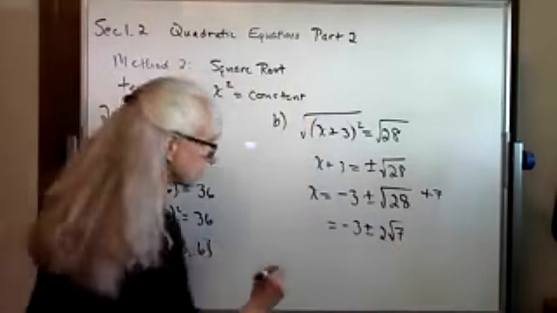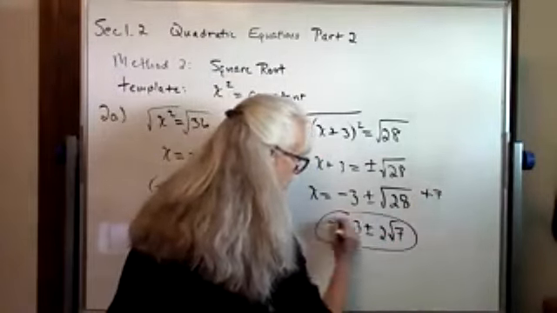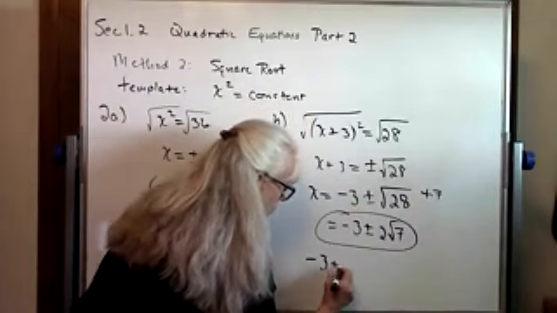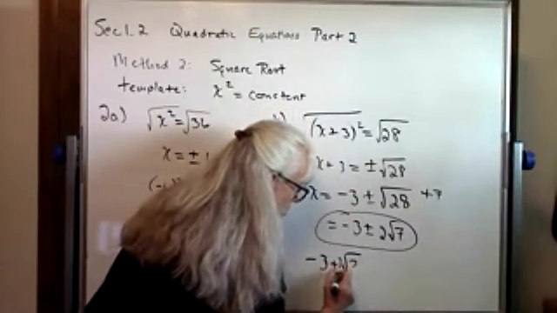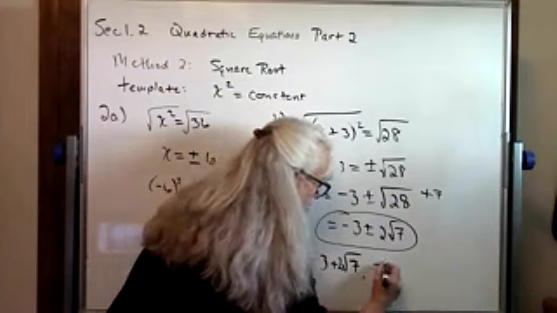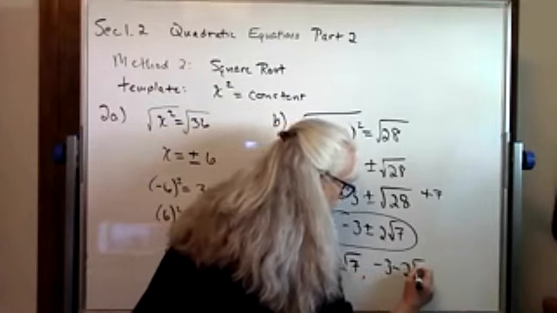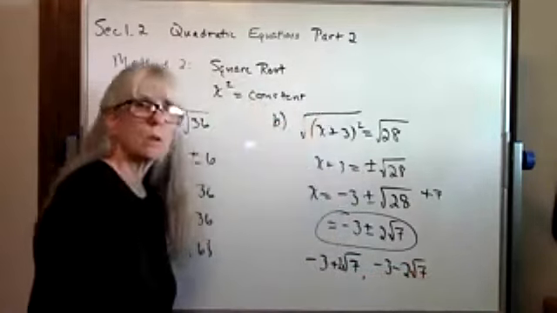Notice that one solution, I tend to write them in this way, but one solution is negative 3 plus 2 square root of 7. The other solution is negative 3 minus 2 square root of 7. So there's my two solutions for this.